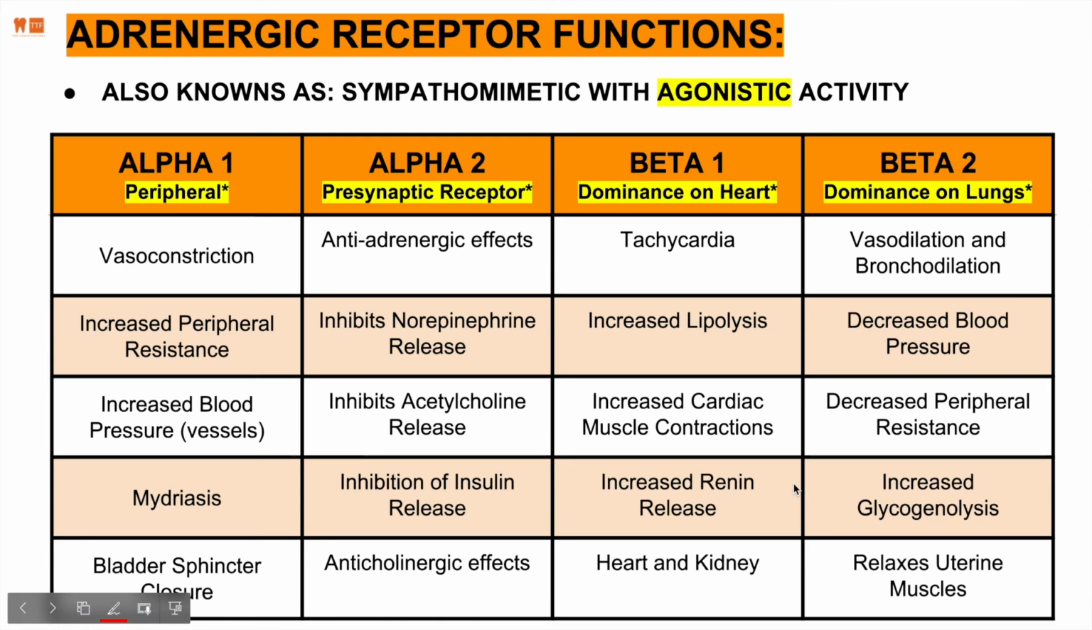Okay? So let's take a deeper look. Adrenergic receptor functions. Why is this important? This is important because when these are activated, they have an exact response according to the locations.